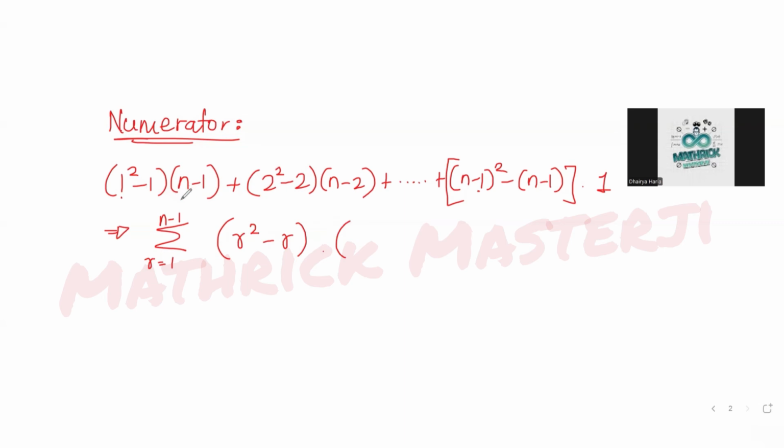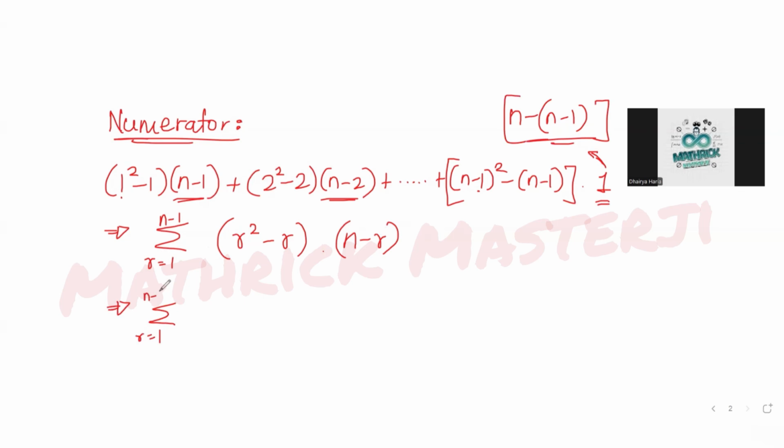And further, if I see the second bracket here, it goes from n minus 1, decreasing by 1 every next term, and this goes till 1. So I understand this is n minus r, because r goes from 1 till n minus 1. I can write this last term as n minus n minus 1, which basically leaves me with only 1. So this is my whole general term. The summation goes from r equals 1 to n minus 1.